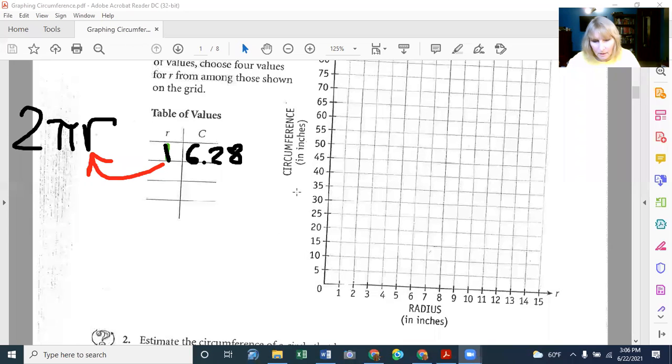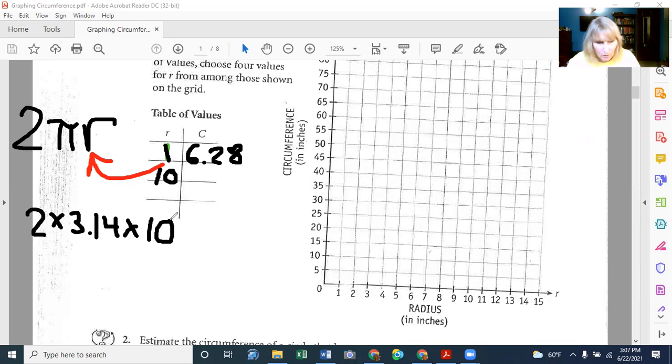So what number should we pick next? Well, we could pick 2 or 3 or 4 or 5 or 6 or 7. Let's pick 10. Why am I picking 10? Because it's on our radius grid at the bottom there. So if I put 10 in, now I've got 2 times 3.14 times 10. When we do multiplication, we can rearrange the terms. I'm thinking it's going to be easier to multiply 2 times 10 first. That gives me 20. So I'm really going to be multiplying 3.14 times 20.